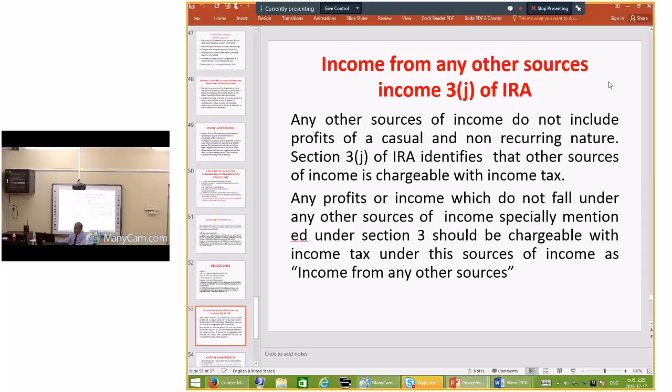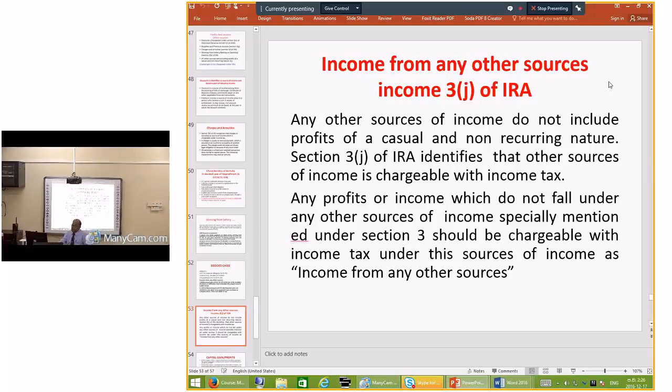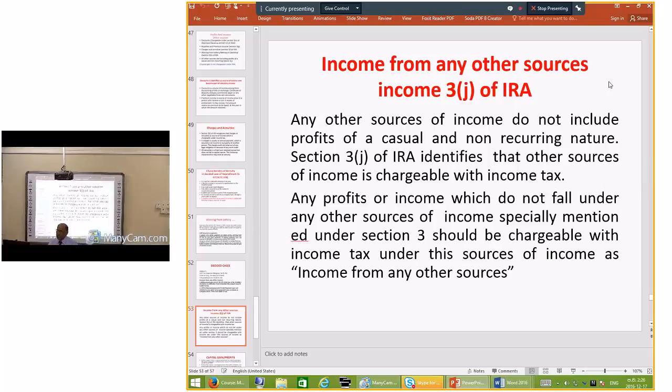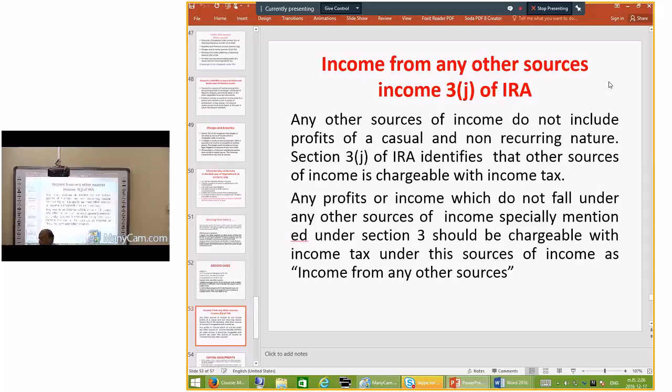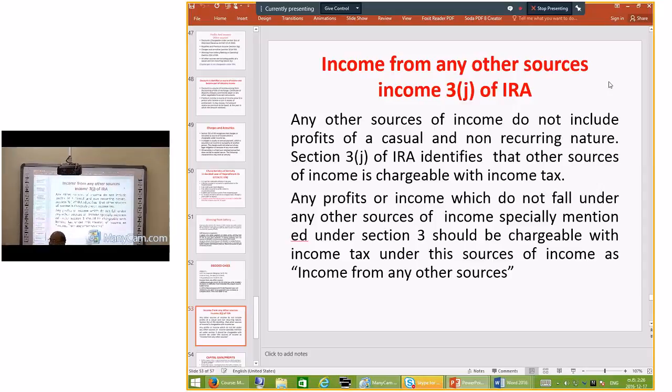That type of income is recurring. Why? Because he is regularly doing the betting on horse racing. In that case, as the court decided, if someone is doing it in an organized way, that is recurring, and that income is charged to tax, right? But anyway, we have only identified this here.